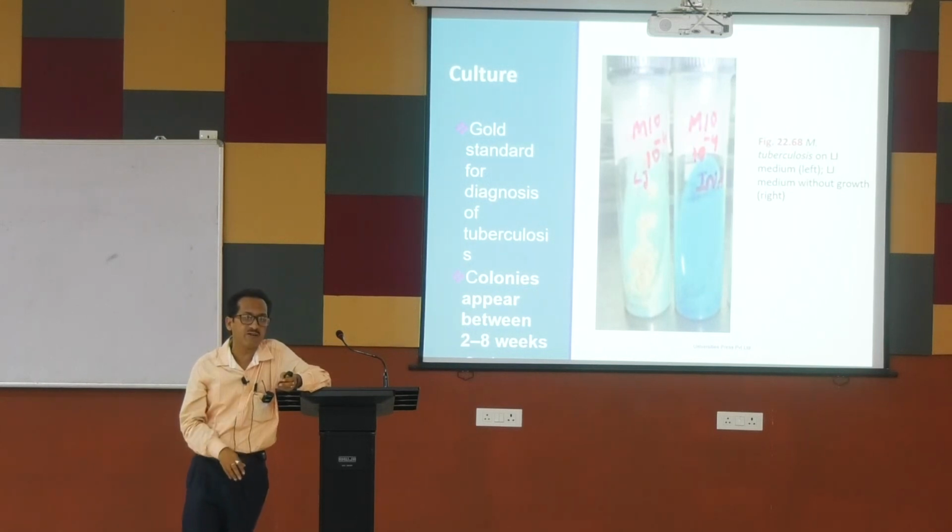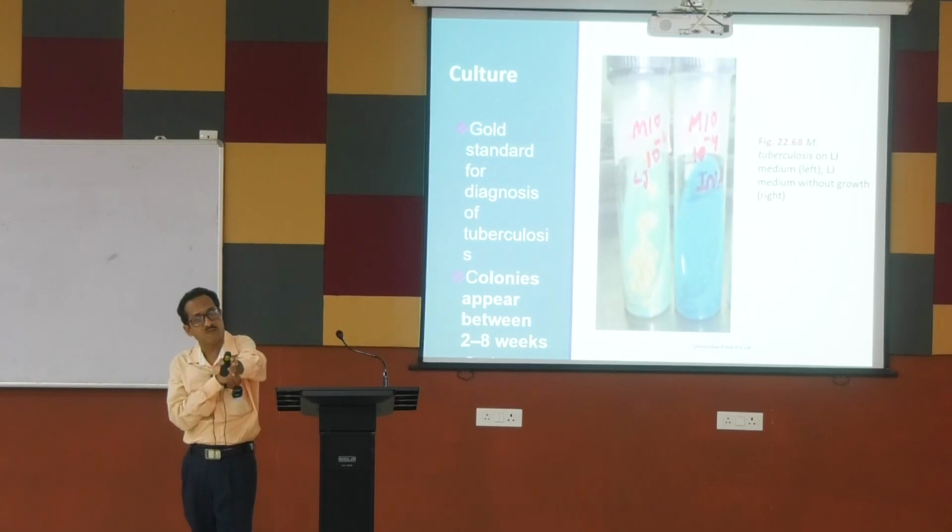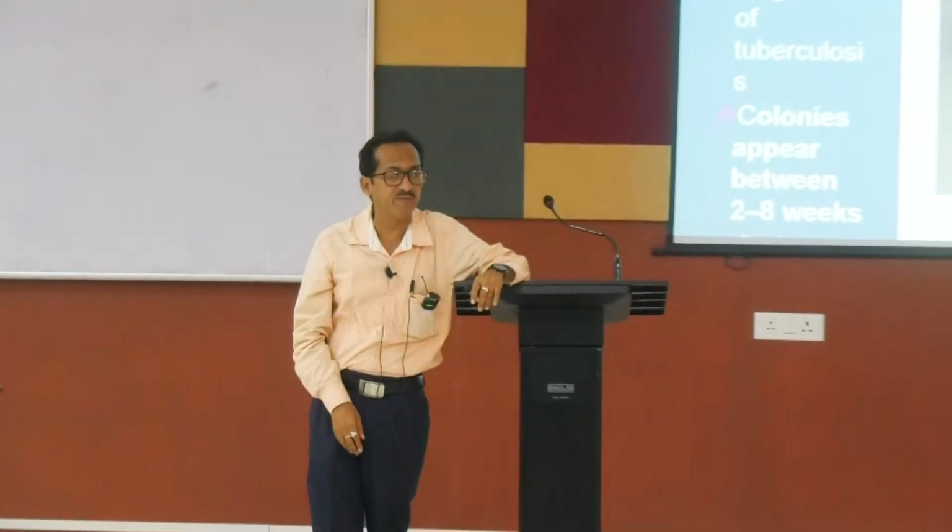What other contents does Lowenstein Jensen media have? This is an egg-based media. This is a hen's egg. If you prepare 1 liter of Lowenstein Jensen media in liquid form, you have to add 20 hen's eggs. So this is an egg-based media. Mineral salts and other things are also there. How will you sterilize or how will you solidify?